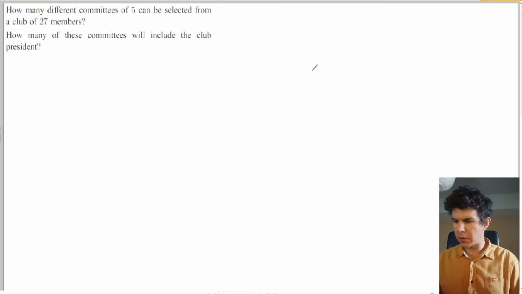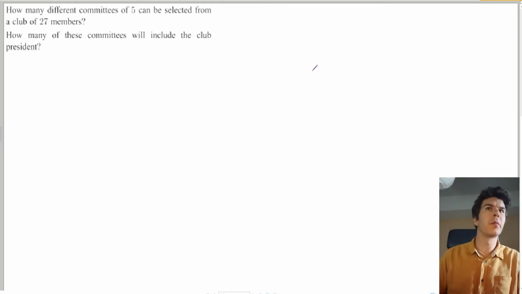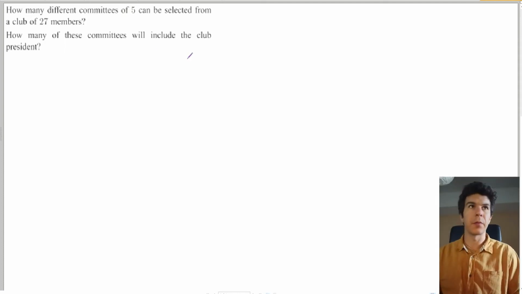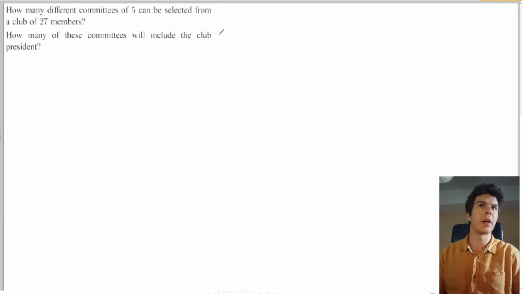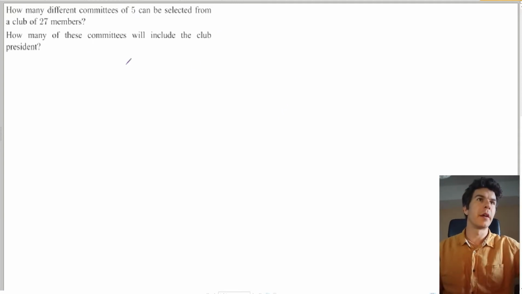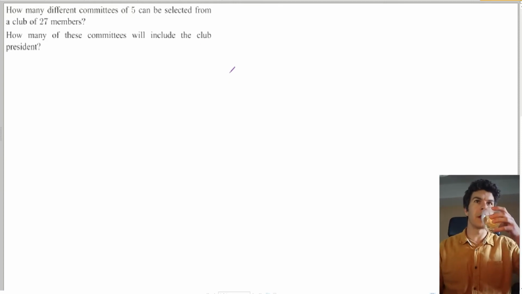Okay, today we're just going to be solving some problems about permutations and combinations. Let's start with this one here. How many different committees of 5 can be selected from a club of 27 members? And then after we find that, we'll figure out how many of these committees will include the club president.